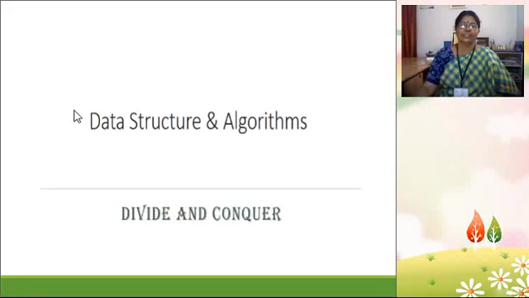Welcome back. Today in this session, let us discuss another important algorithm based on the divide and conquer strategy, merge sort. To review the previous concept of divide and conquer strategy: divide and conquer is an algorithm strategy which suggests splitting the given problem into k subproblems. Each subproblem is solved independently, and finally we merge the solutions to those k subproblems to find the solution to the original problem.